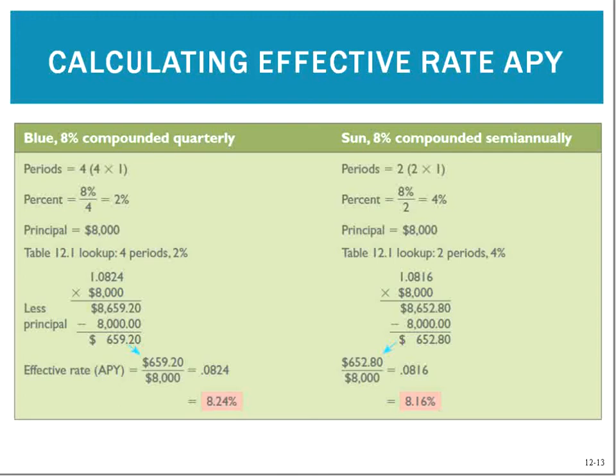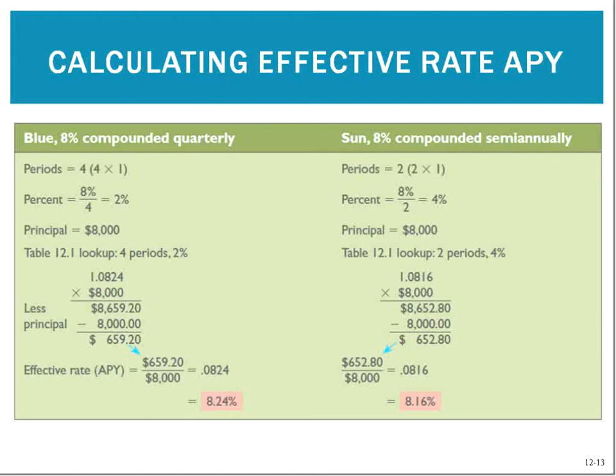So it is our interest plus our principal. It is our maturity value. To get the actual interest amount, we have to subtract the principal, which was 8,000, and we know that the interest that we paid was $659.20. So $659.20 was the interest that we paid over those 4 quarters, over those 4 periods.